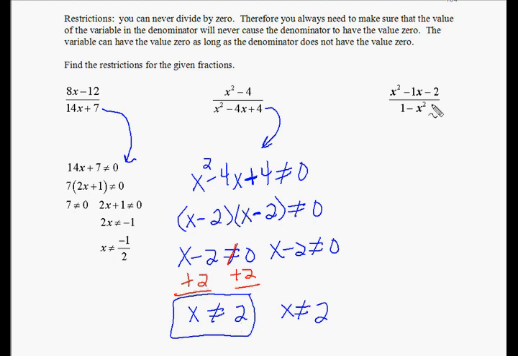Okay, one more example. x squared minus 1x minus 2 divided by 1 minus x squared. Now regardless if you can factor and reduce this problem, I'm asked to just find restrictions. So I just take this denominator, 1 minus x squared, and I say that it cannot equal 0. To solve this, I'm going to factor, because I'm getting really good at that. Break down the first term, 1 times 1. Break down the last term, x times x.